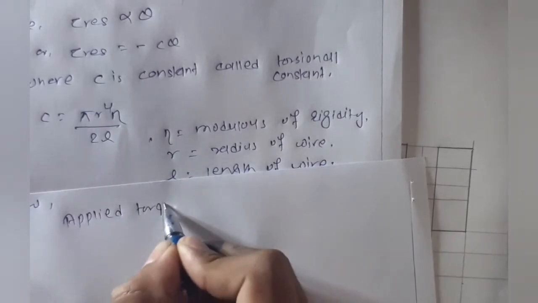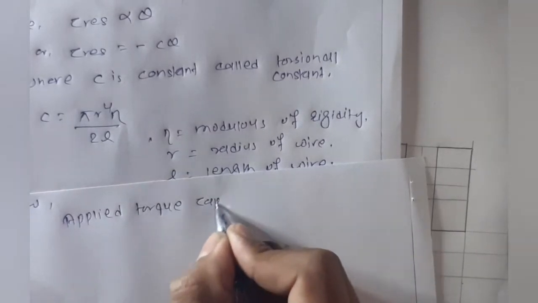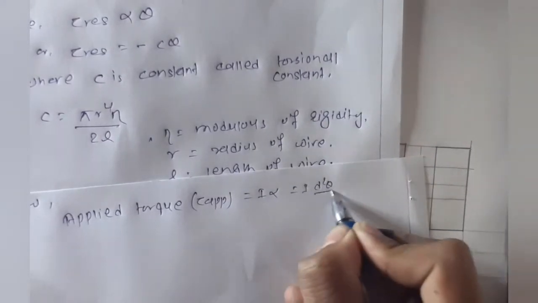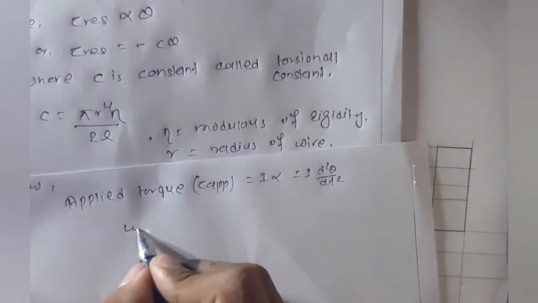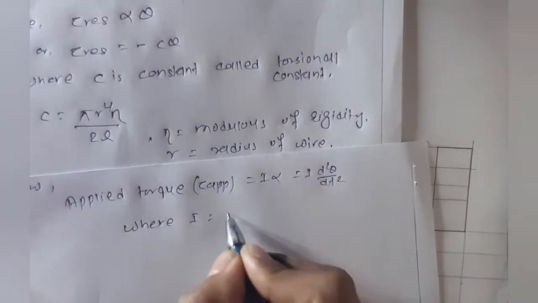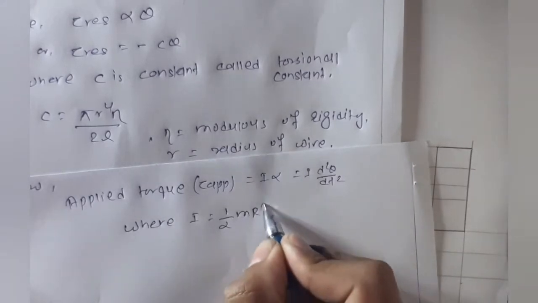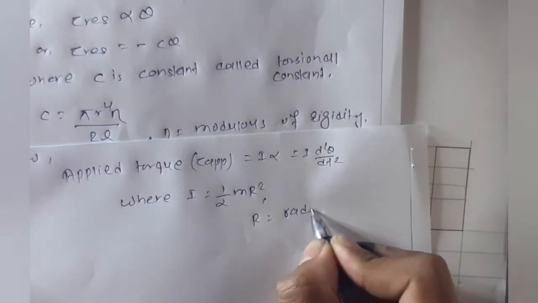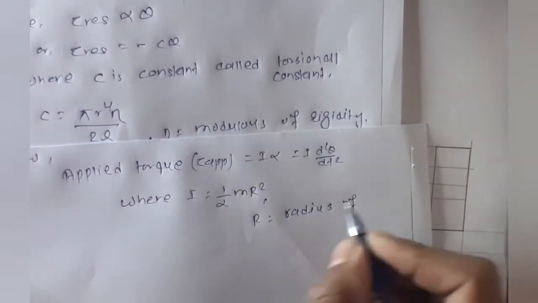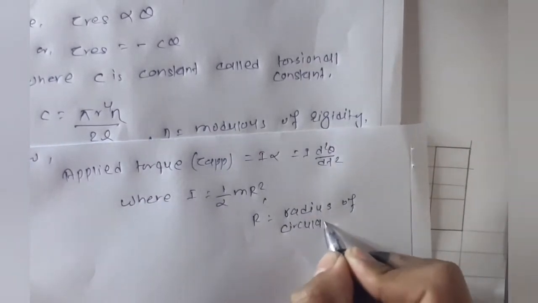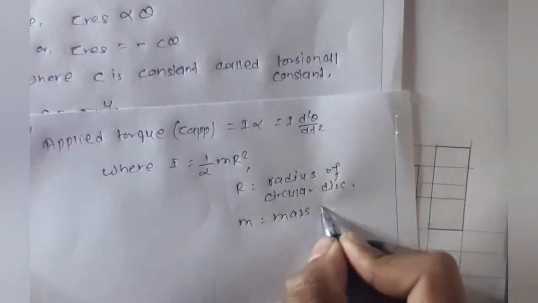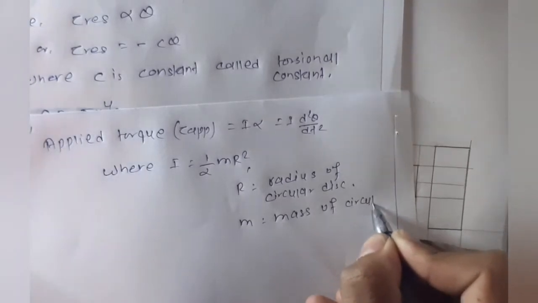Now the applied torque is given by I alpha, where I is the moment of inertia and alpha is the angular acceleration. Applied torque is equal to I alpha, which is I d square theta by dt square, where I is equal to 1 by 2 m r square. Here r is the radius of the circular disc and m is the mass of the circular disc.